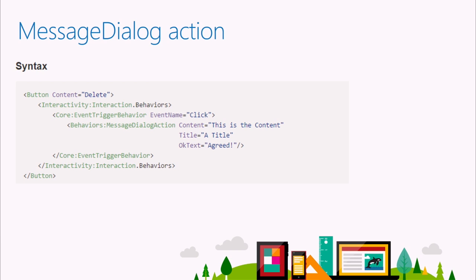Now, hang on, we haven't talked through the syntax here. So we've got the button content showing delete. Here's our behavior. We've got an event trigger behavior again that hooks to the click event. And then we have our message dialog action. So clicking on the button will then show this dialog. Yeah, that's a great point.